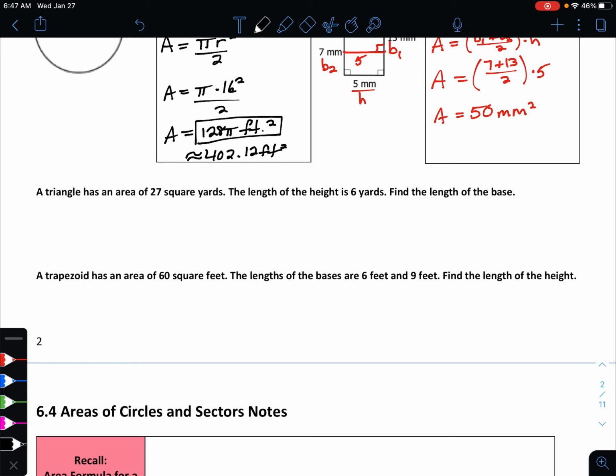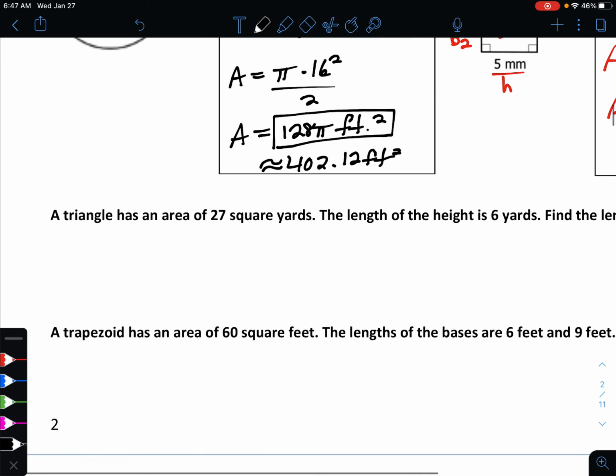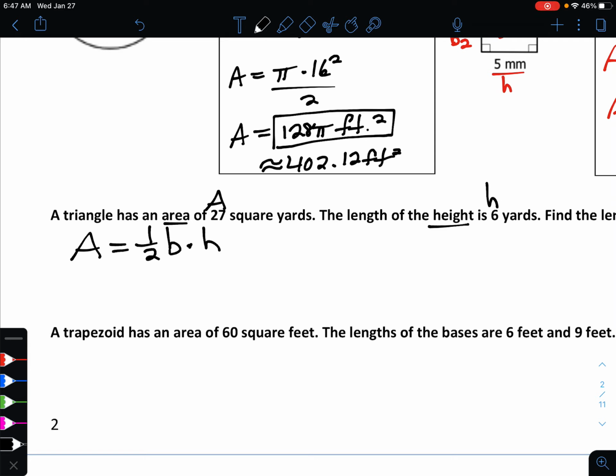In order to do that, let's first write down the formula for the area of a triangle. The area of a triangle is equal to 1/2 its base multiplied by its height. Let's then label the information we're given. We're told that a triangle has an area of 27 square yards, so we know A is 27. And we know the length of the height is 6 yards, so 6 is going to go in for H. Plugging those into our formula, we have 27 for A is equal to 1/2 the base B multiplied by your height, which is 6.